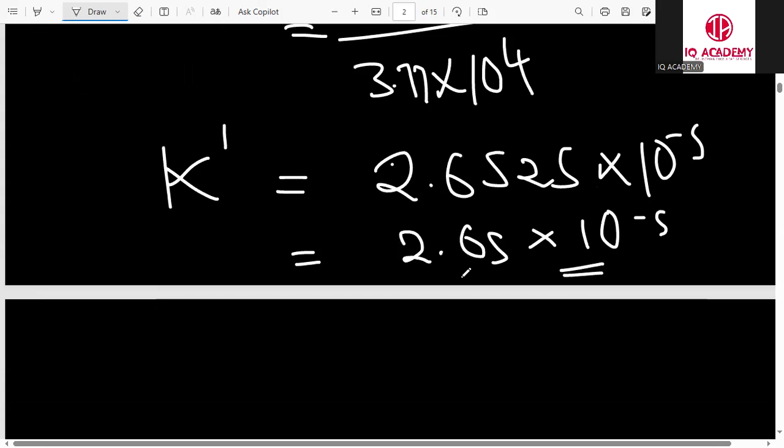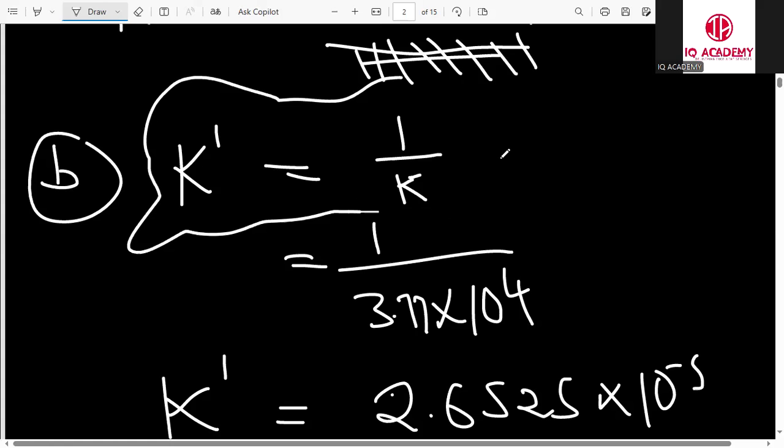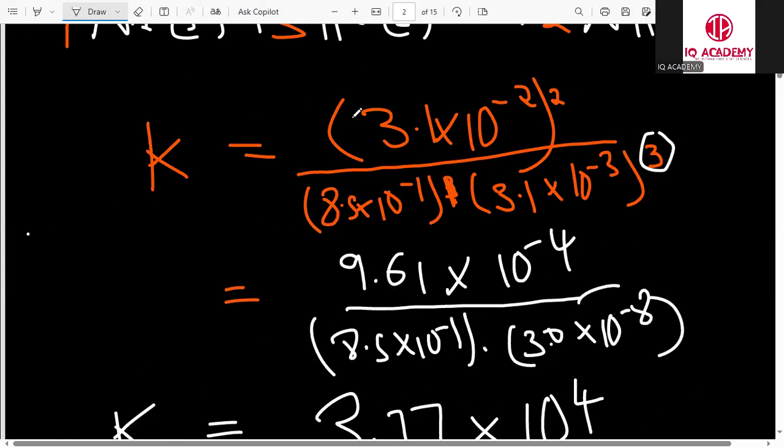Okay, for the reverse reaction it is this. So remember this formula here. Don't forget this formula for the reverse reaction. Okay, but if you want, you can find this K prime by again using this same formula here.